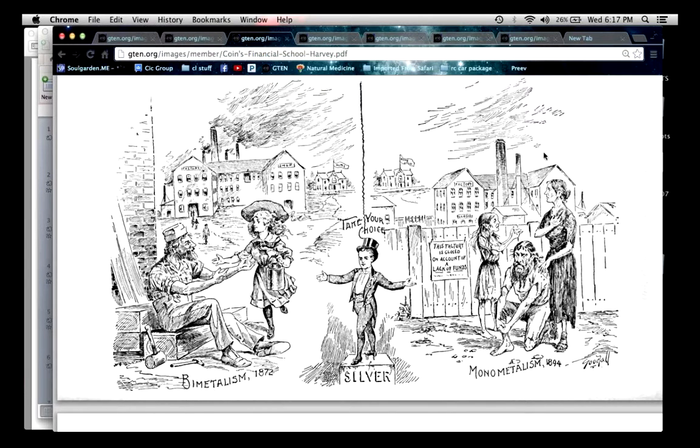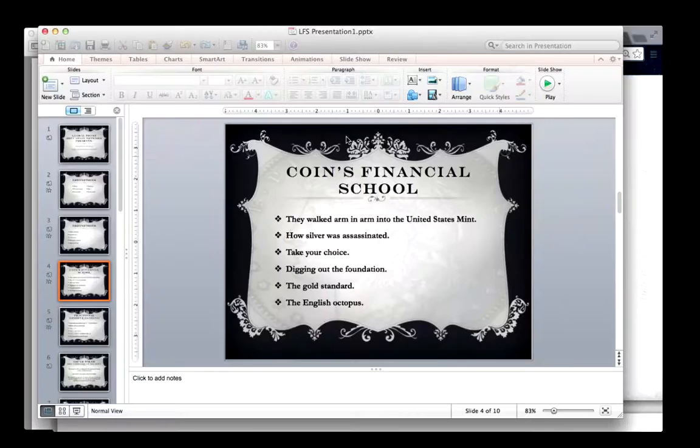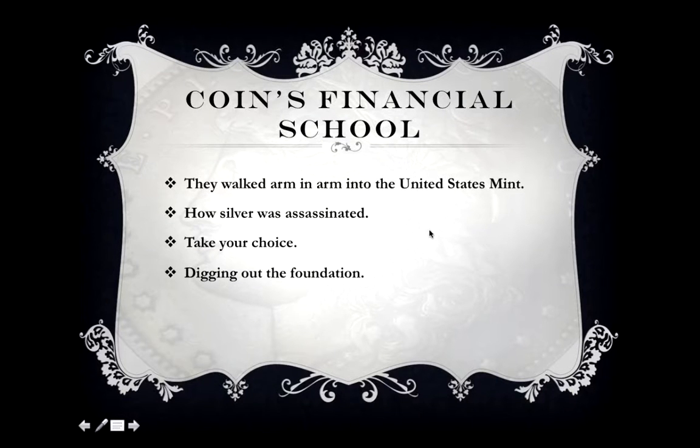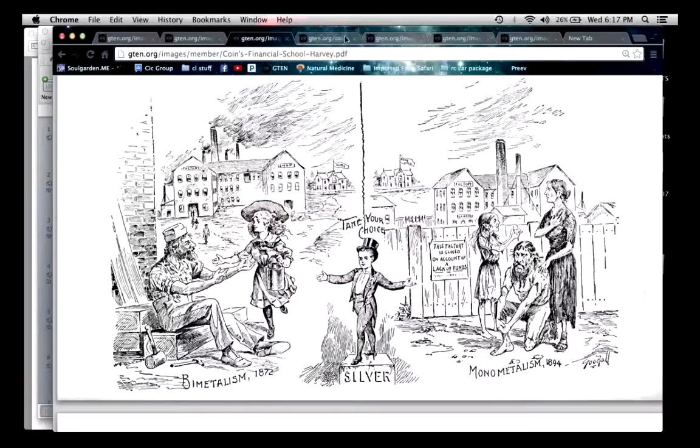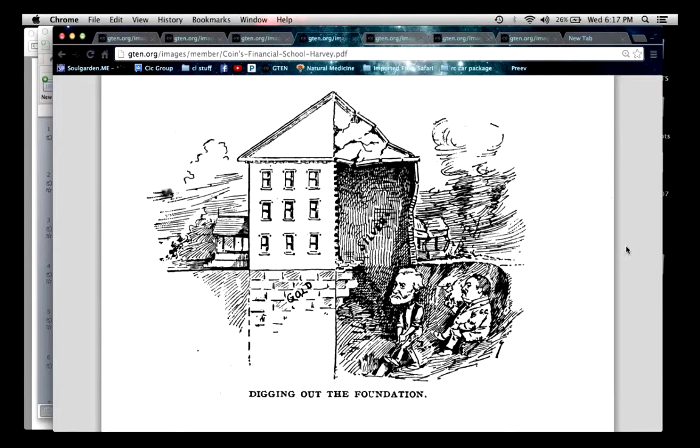Okay, let's look at the next one. Digging out the foundation. So here you've got the undermining of the structure, right, on the silver side. So this house had two sides to it. Now the silver has been dug out of it and no longer supports the structure above it. So what's going on here?